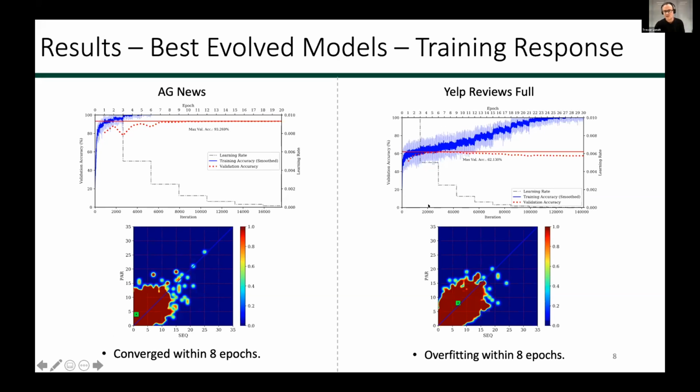On the right-hand side, you can see the training response on the Yelp Reviews Full data set. And you can see straight away that the model started to overfit also with approximately 8 epochs. Now, this training response is also characteristic of the current state-of-the-art handcrafted models. It's a very difficult data set to model, but evolutionary computation was able to find some models that are still performant.